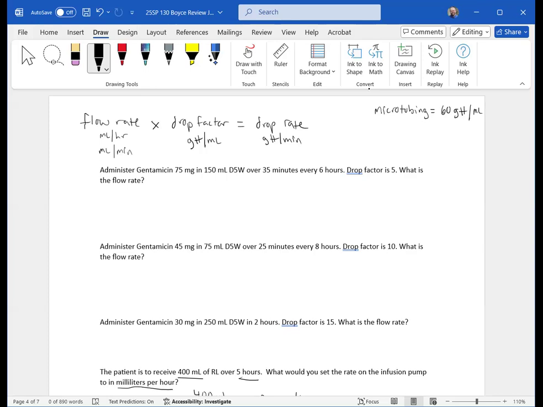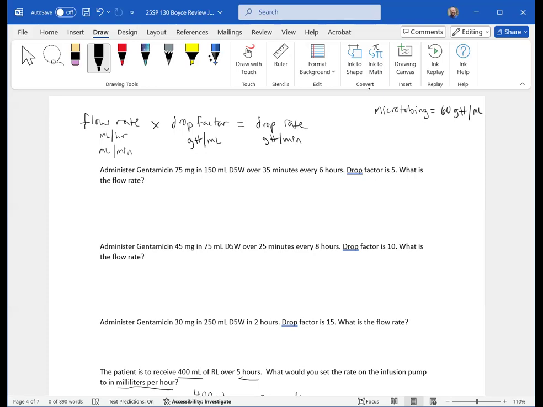All right. So flow rate, drop factor, drop rate. In order to calculate this, I need to know the flow rate, either in ml per hour or ml per minute, and I need to know the drop factor, drops per milliliter. The drop factor is going to be given to you unless it's microtubing.